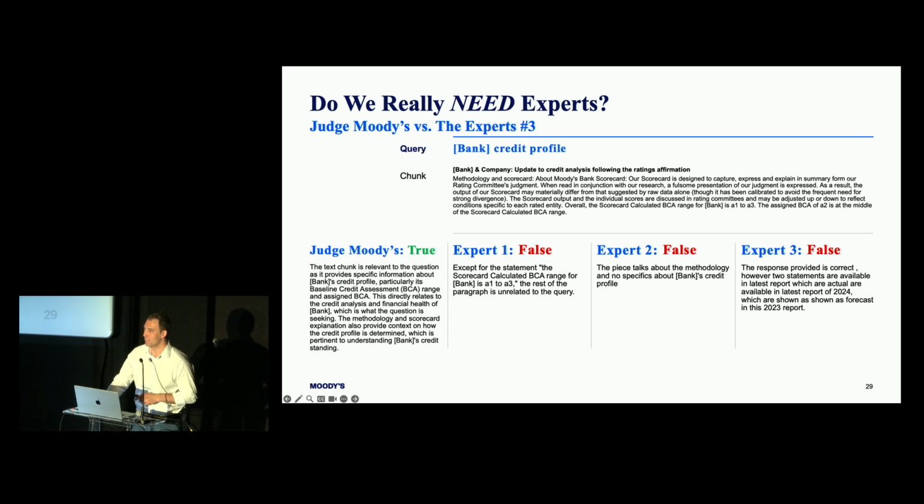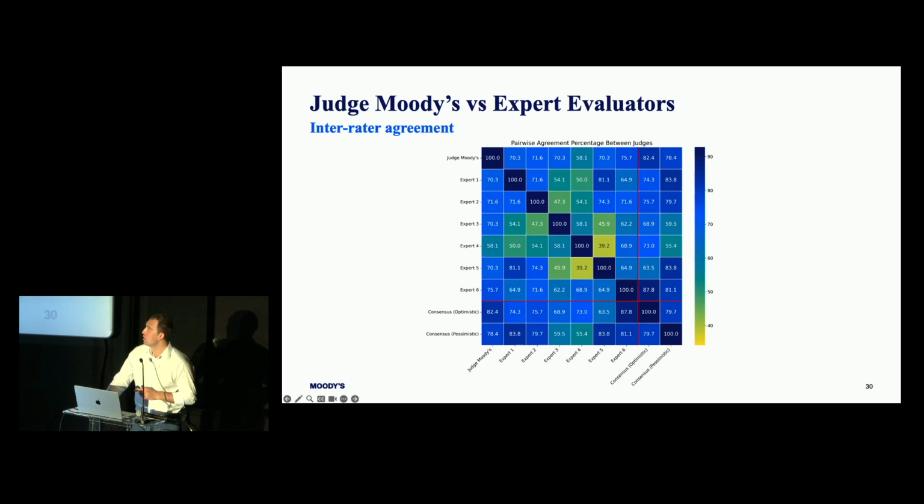I did this on purpose because when we look at all of our raters, and note there are only 6 raters here because 2 of them didn't complete all of them and I didn't want to skew our results, we have Judge Moody's all the way on the left and on the top, and we have each rater here. They don't agree with each other very well at all. Experts 3 and 4 really don't agree with each other, or with any of the other raters.